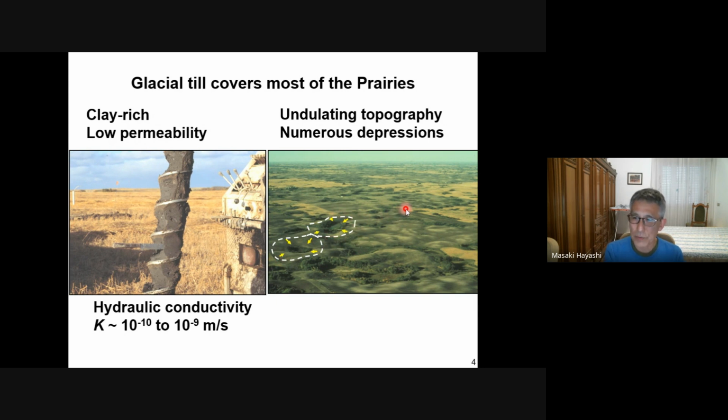Because this is a relatively young topography, it's only been about 7,000 or 8,000 years since it was formed. Therefore, there are no well-developed drainage networks. So each of these depressions forms a hydrologically closed basin. That means all the rainfall and snowmelt just flows down to the middle of the depression and forms these ponds after snowmelt.